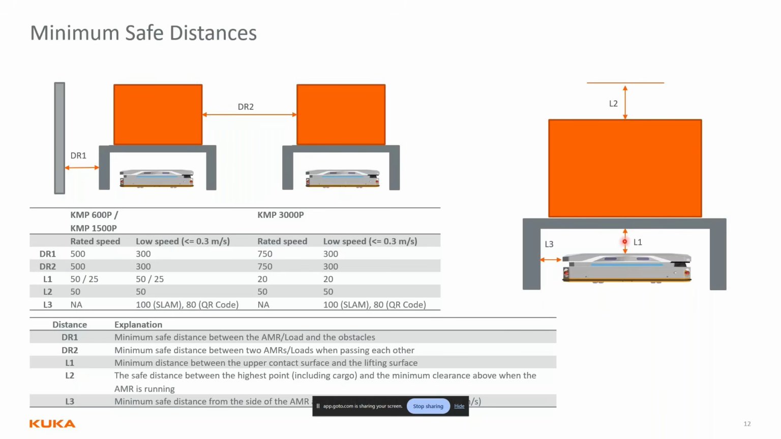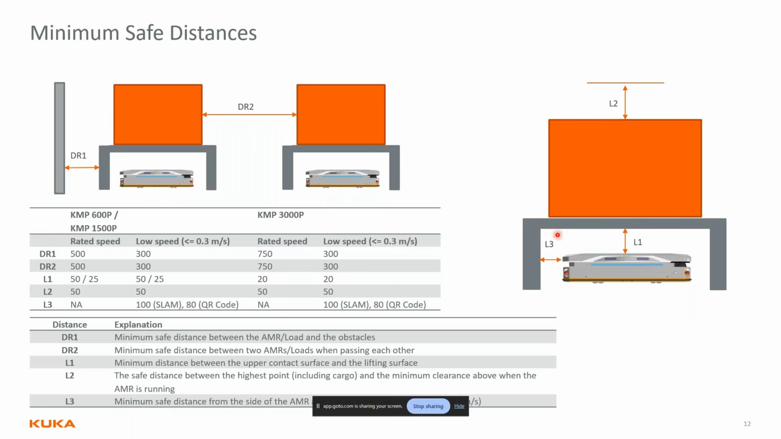For example, L1 for the lift, we require some spacing for different AMR types. You can see here 50 millimeters clearance for the 600p and 25 for the 1500p, and then 20 for the 3000p. So you have different dimensions here that you want to follow. I'm not going to go into all of them today.